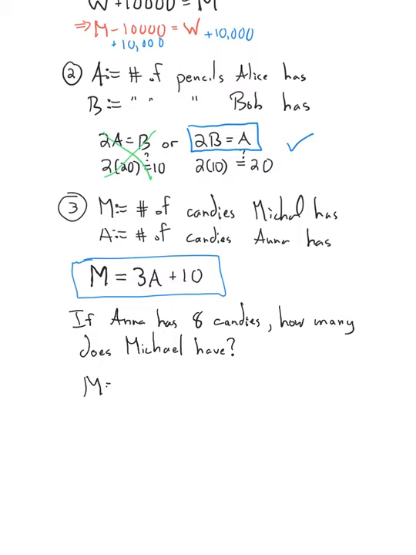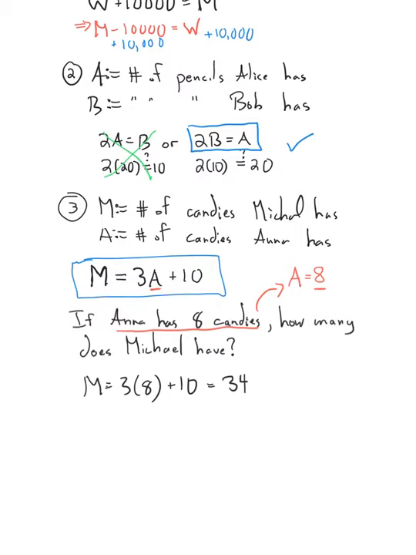So M, which is what we're looking for, is 3 times 8. Since Anna has 8 candies, you can think of it as a very easy equation. All this is saying is that A equals 8. So we can substitute 8 in wherever we see an A. So we get M equals 3 times 8 plus 10, and you can check that this is 24 plus 10, which is 34.